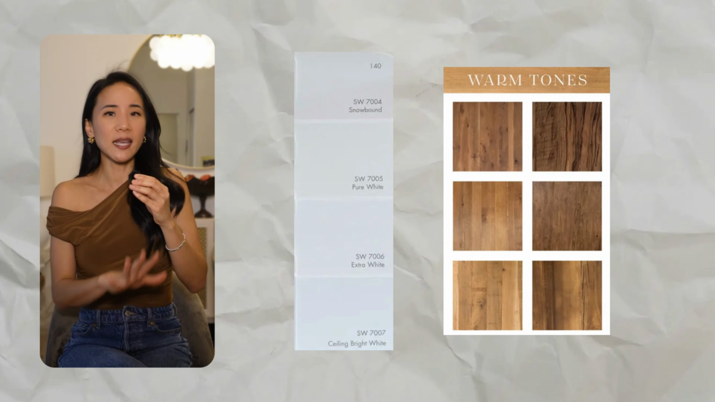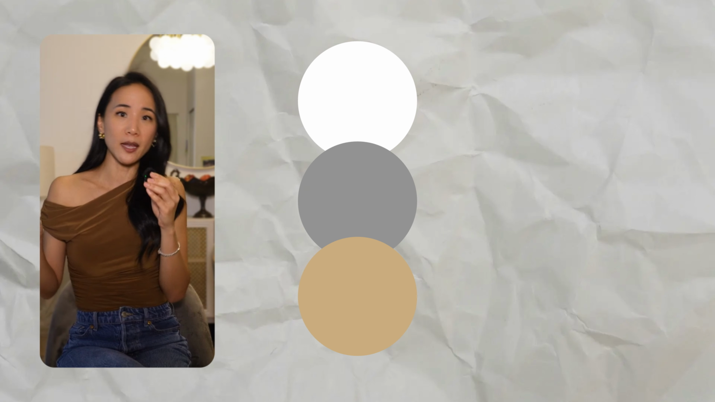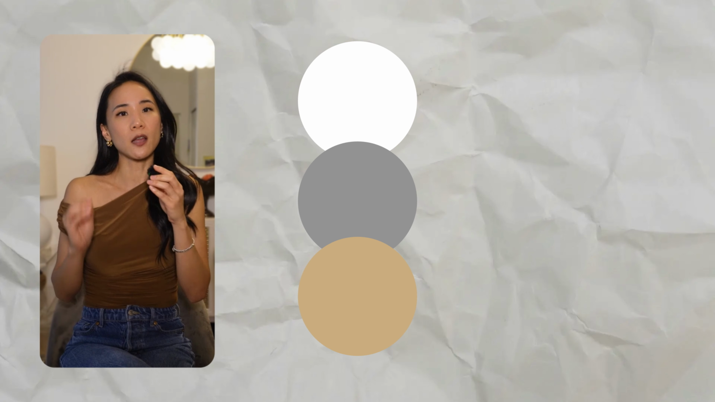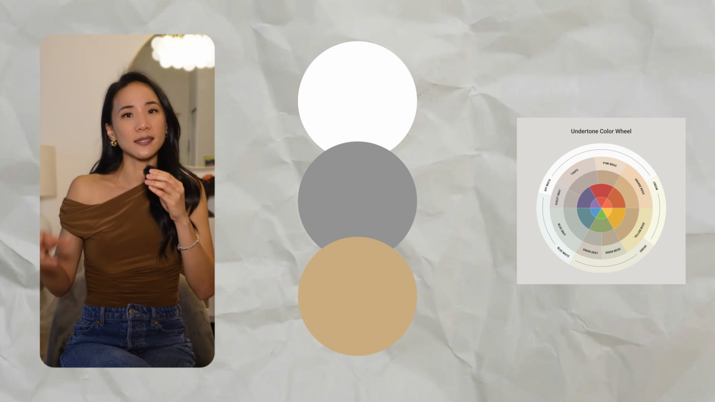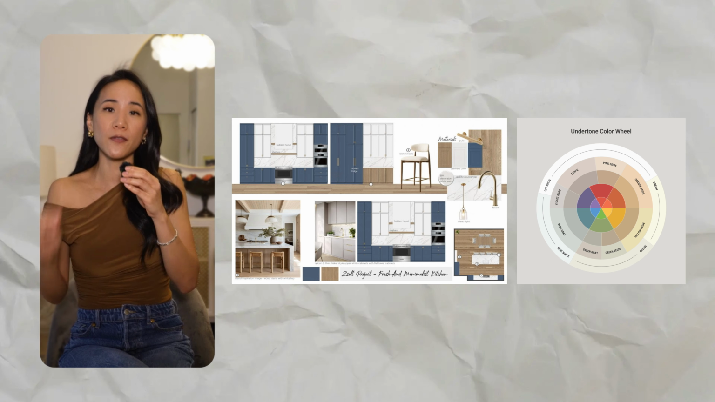So when you're selecting any color, white, gray, beige, anything, you need to identify the undertone first and then assess whether that undertone works with the fixed elements in the space. That's kind of the main job.